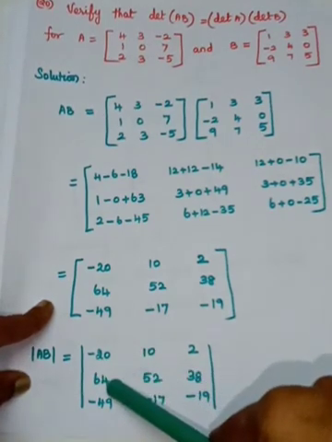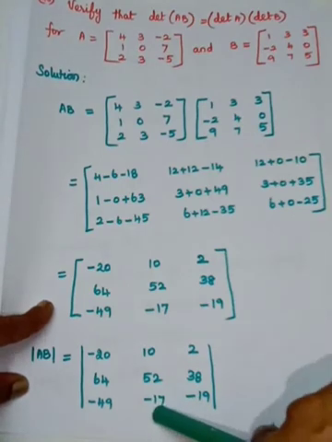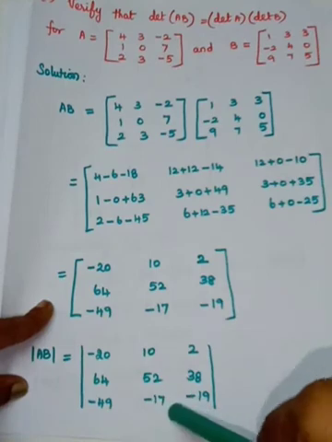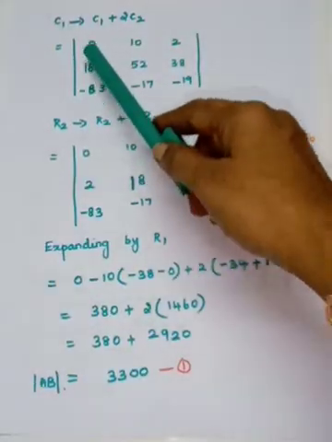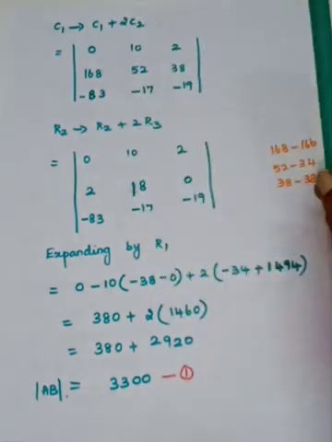104 plus 64 is 168. And here you will have minus 2 into minus 17 is minus 34. Minus 34 minus 49 is minus 83. So here C1 is written. C2, C3 is written as it is.